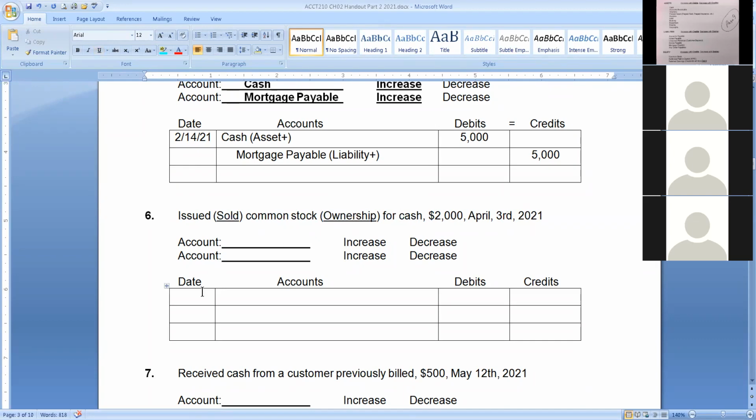Okay, so cash. Oh wait, I didn't put the account in yet. Okay, let's try that again. So cash. Common stock. Cash going up or down? Up. And common stock? Up. Good.